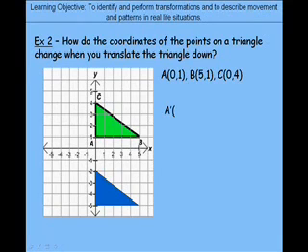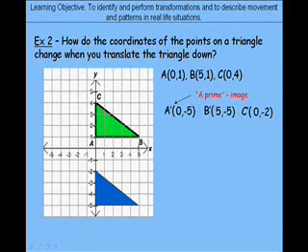A prime. We call that A prime. That little, it's basically like a little apostrophe, and you say A prime. That denotes the coordinates of the image. So we'll be using that very, very often. So try to remember that. So the coordinates of A prime are 0, negative 5. The coordinates of B prime are 5, negative 5. And the coordinates of C prime, 0, negative 2.